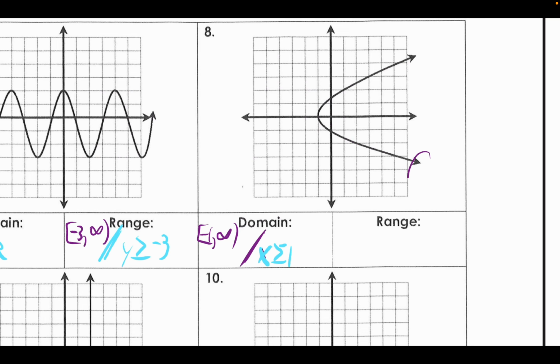The range, how low does it go? Forever. How high does it go? Forever, with no breaks or gaps. So that's -infinity comma infinity, or all real numbers.